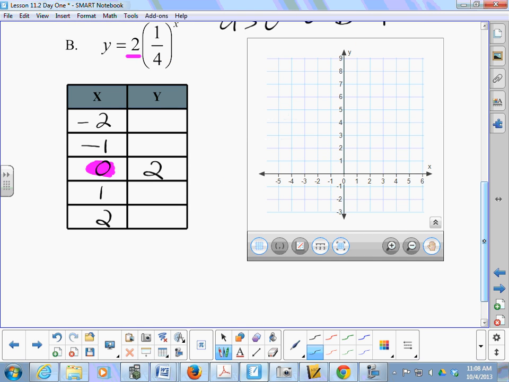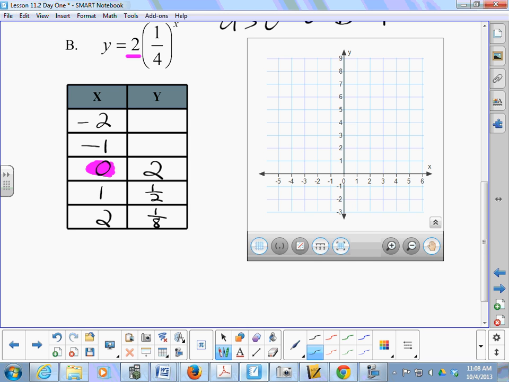Now, what do I do to get from 1 to 2? What am I going to do with that 2? I'm going to multiply it by 1/4. So what is 1/4 of 2? 0.5 or 1/2, right? And what's 1/2 times 1/4? 1/8, which is 0.125.